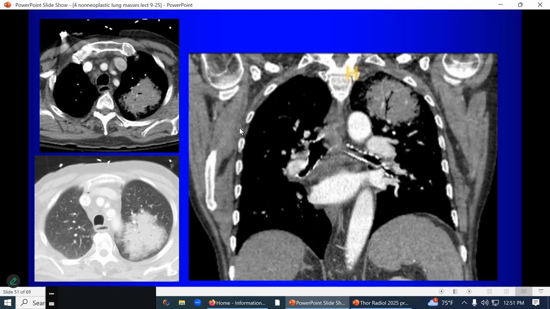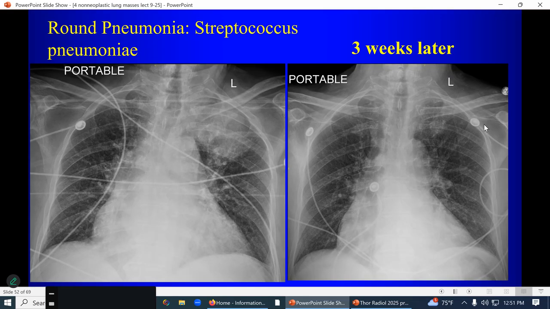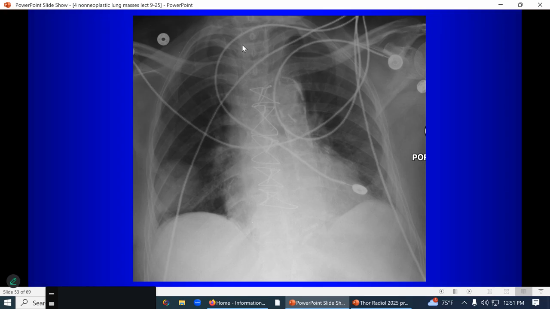What do you call it when a pneumonia is round? Round pneumonia. That's right. It's more common in kids. Once in a while you'll come across it in adults where pneumonia is round. It looks like a mass. They treat the patient. Everything goes away 3 weeks later. So that's round pneumonia. It can be anything but strep. Strep pneumonia is the one that we mentioned for round pneumonia.